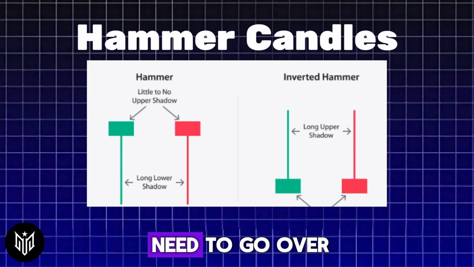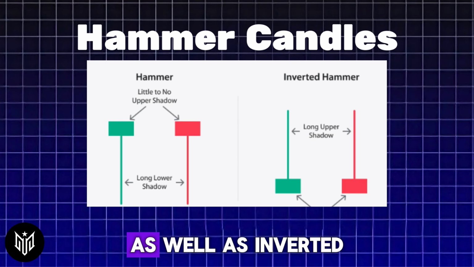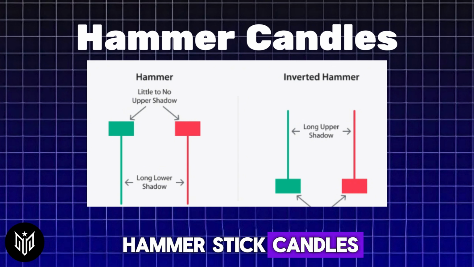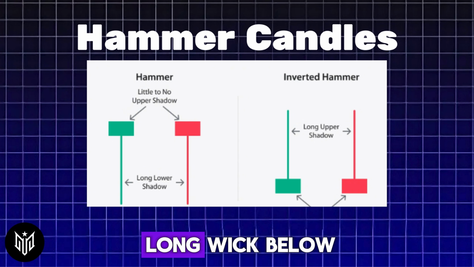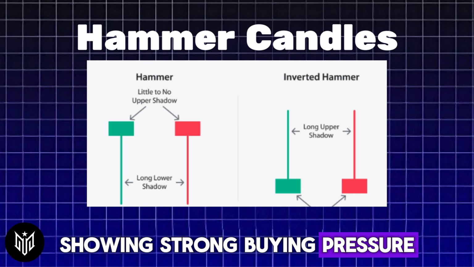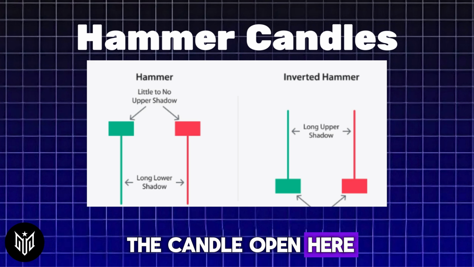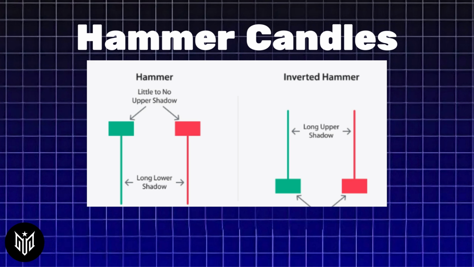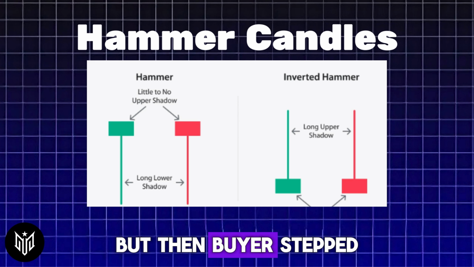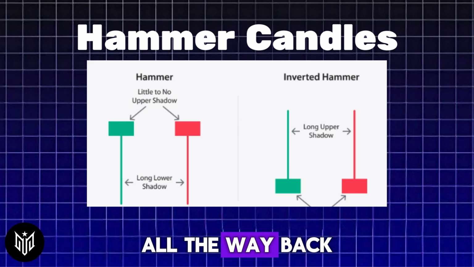The next pattern we need to go over is hammer stick candles, as well as inverted hammer stick candles. A hammer has a short body with a long wick below, showing strong buying pressure. As you can see, the candle opened here, sellers brought the price all the way down, creating this lower wick. But then buyers stepped in and brought the price all the way back up and closed.